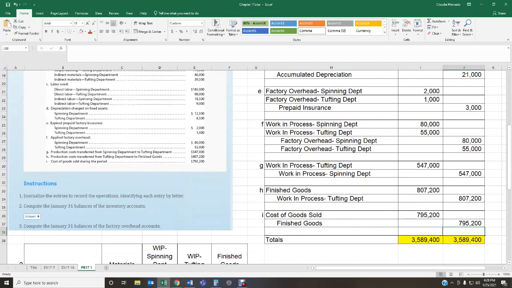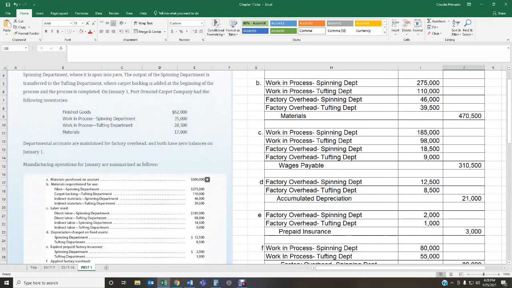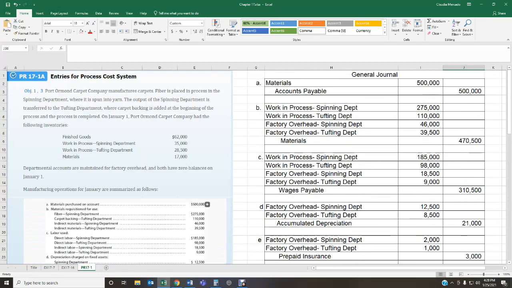Okay, so those are the journal entries that we have to do for requisitioning materials, for the labor, for the depreciation, for the expired factory insurance, for the application of the overhead, and then transferring the cost from the spinning to the tufting, from the tufting to the finished goods, and then finally selling our goods. Okay, the whole kaboom is right here.